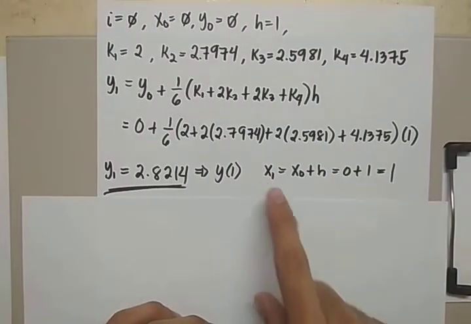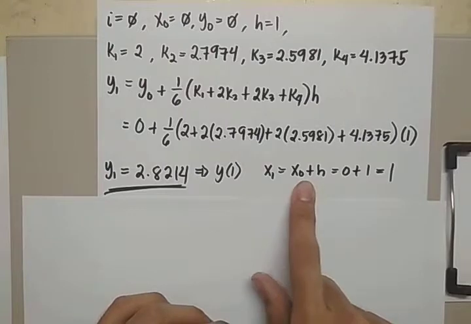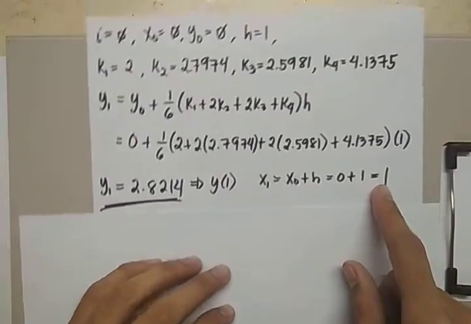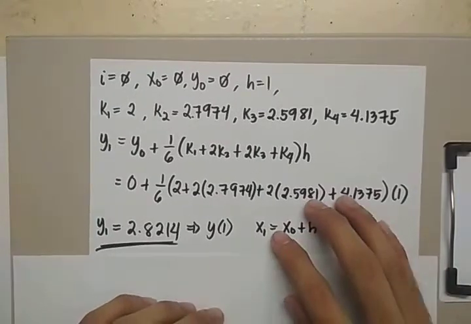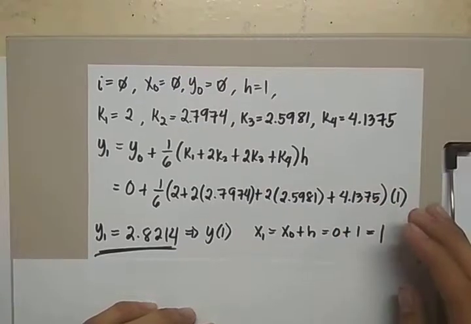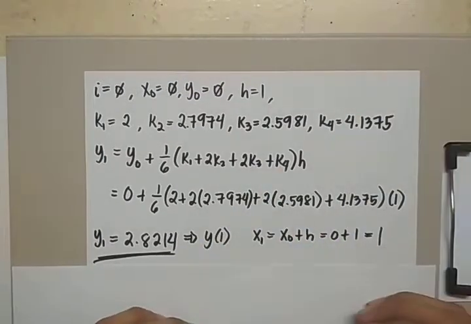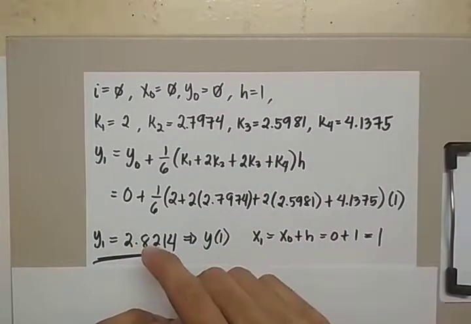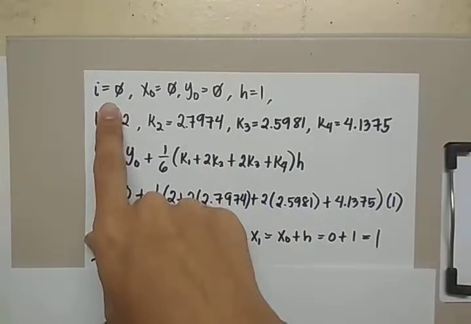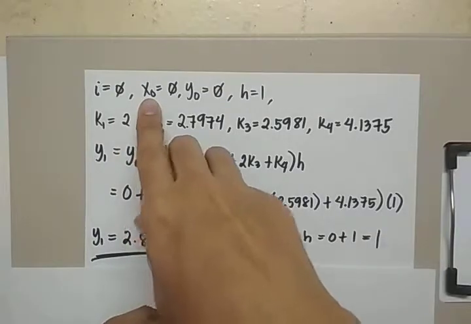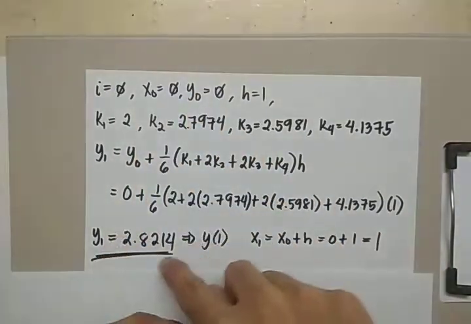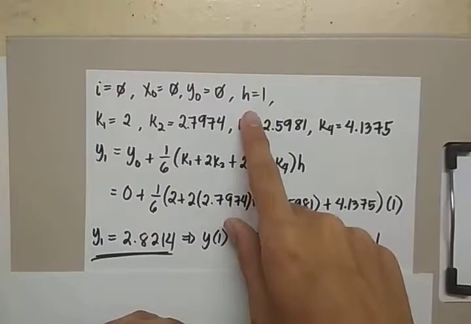And to calculate the value for x sub 1, we have this formula, x sub 0 plus h, which is 0 plus 1, equal to 1. So if you want to calculate y of 2, just do the same procedure, just change the value for our i. So our i will become 1. So our x sub 0 will become x sub 1, which is this. Now our y sub 0 will become y sub 1, which is this. At the same step size, h is equal to 1.